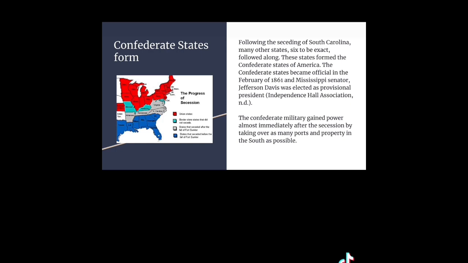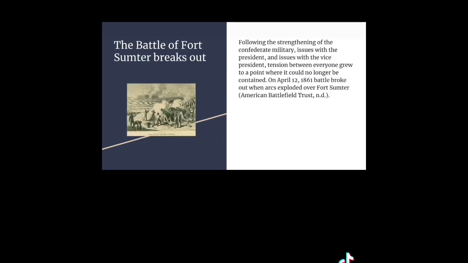The Confederate military gained power almost immediately after the secession by taking over as many ports and property in the South as possible. Following the strengthening of the Confederate military, issues with the president and issues with the vice president, tension between everybody grew to a point where it could no longer be contained. On April 12, 1861, battle broke out when arcs exploded over Fort Sumter.